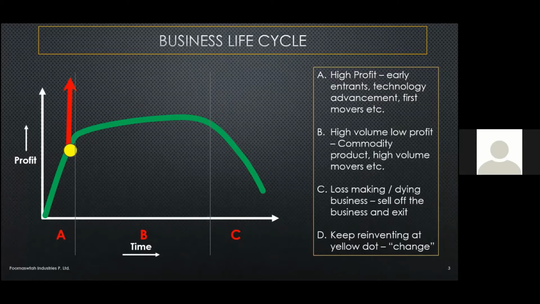Your overhead and fixed cost start increasing, and eventually this is the time to exit the business. The point I'm trying to drive is that this yellow dot is the correct time for you to reinvent your product, services, or the entire business, to identify a new business life cycle and keep your business on this red arrow. How to do that? That's what has been explained in this book, The Goal. It's a very easy reading book. Please go through it. It's worthwhile keeping it and gifting it to others.